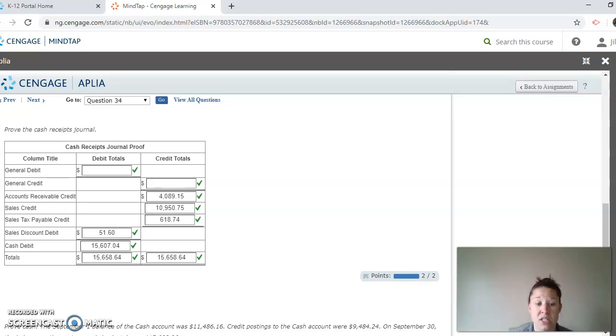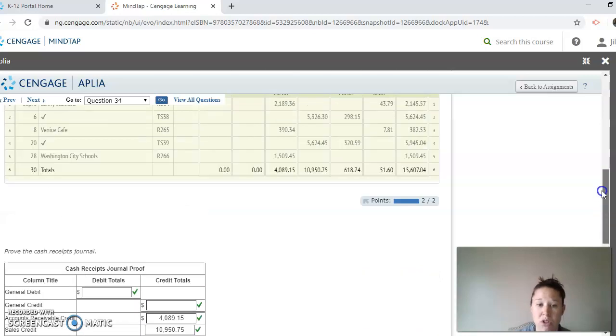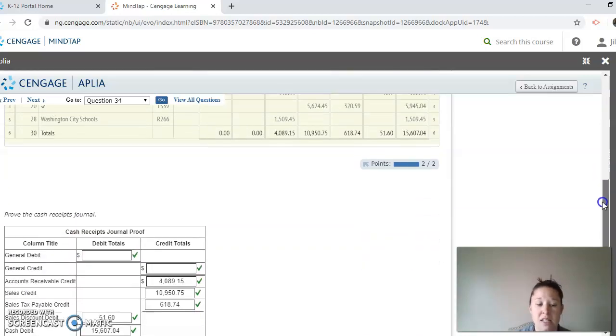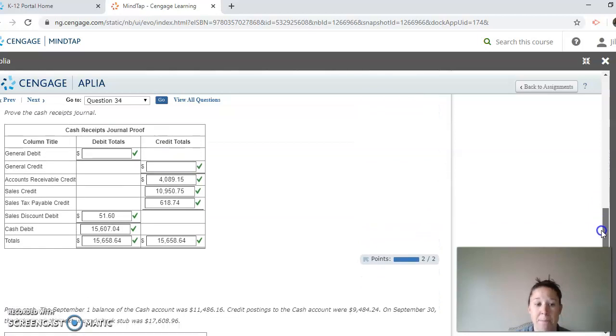Then, if we want to double check to make sure we did everything correctly, we can prove the cash receipts journal, and that's just making sure that our debits and credits equal. If they don't equal here in this step, then you know you need to go back and re-add the columns because you probably made an error somewhere. So this is just one way to double check yourself. So we had zero balances in general debit and credit. And also just make sure you plug in the zeros up here. Sometimes people don't do that. Plug them in up there. Here, if you plug them in, they'll automatically disappear.